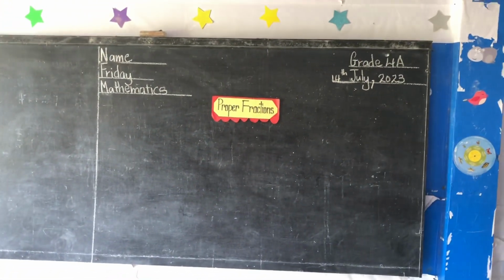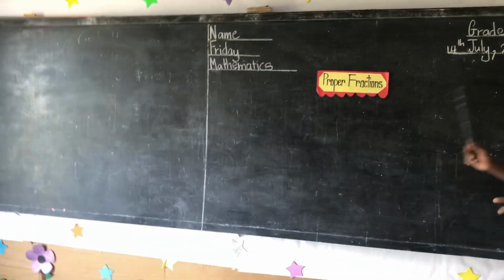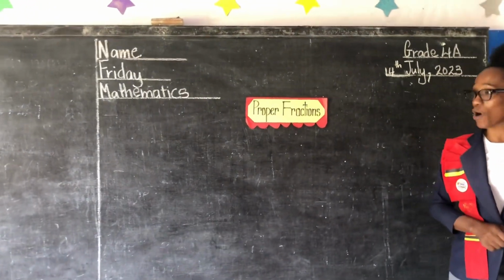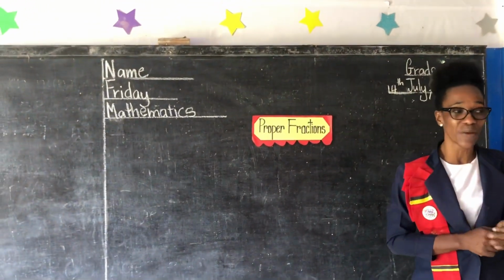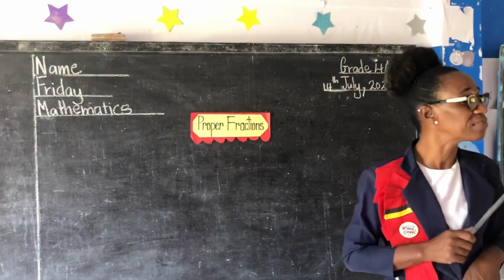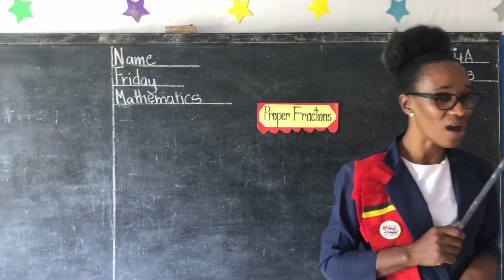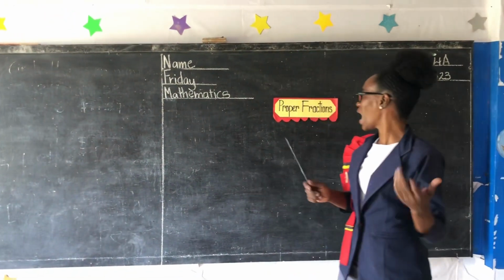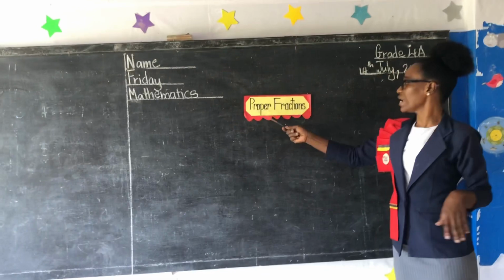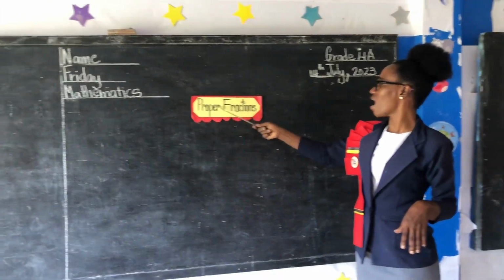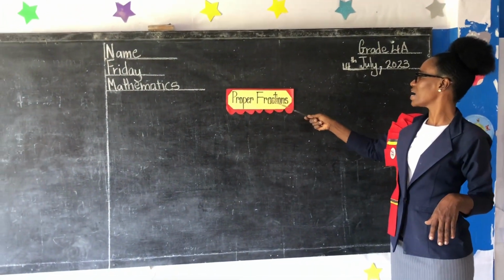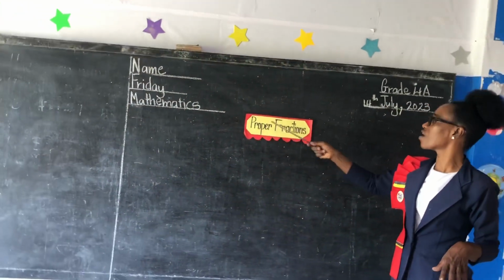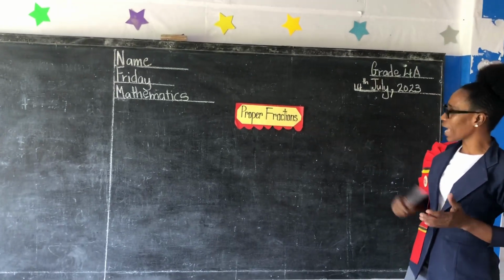Good. Now, I told you, or rather asked you, to do some spelling for me. So let's spell the word proper fraction. Who wants to spell it? Yes, Amaya? Proper fraction. Yes, that's correct. Class, let's spell together. P-R-O-P-E-R. F-R-A-C-T-I-O-N. That's proper fraction. Okay.